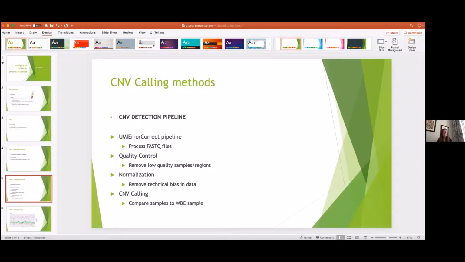And then I do the actual CMV calling in the pipeline, where each sample is compared to the white blood cell sample from the same patient to discover possible CMVs, since DNA from the white blood cell sample is assumed to be tumor-free DNA. So for each position, the coverage of the sample is divided by the coverage of the white blood cell sample. And I use the log2 value as a measure of amplification.